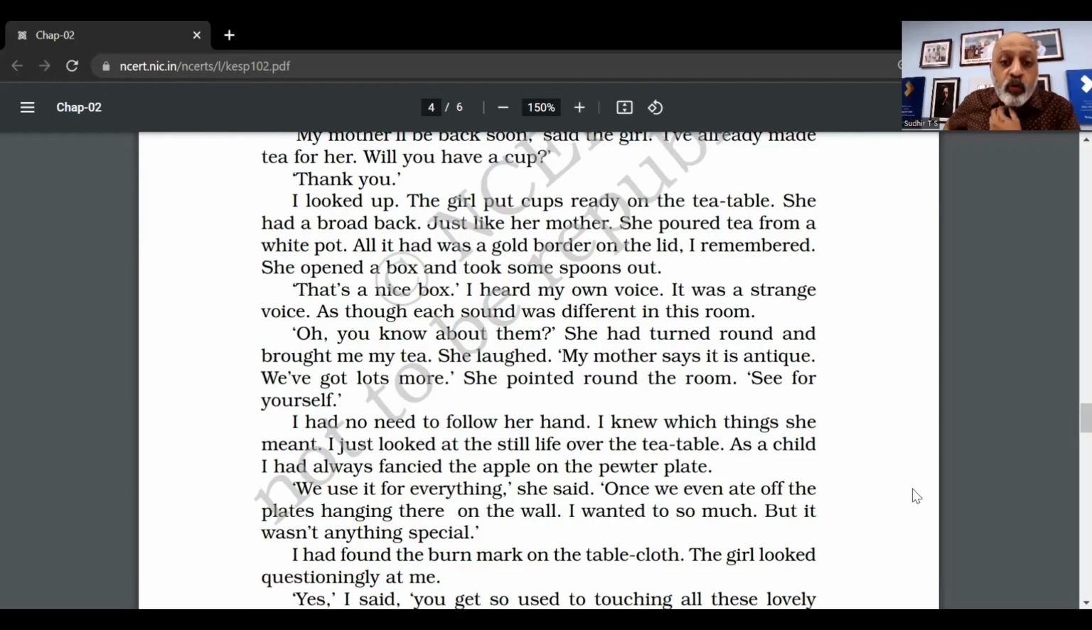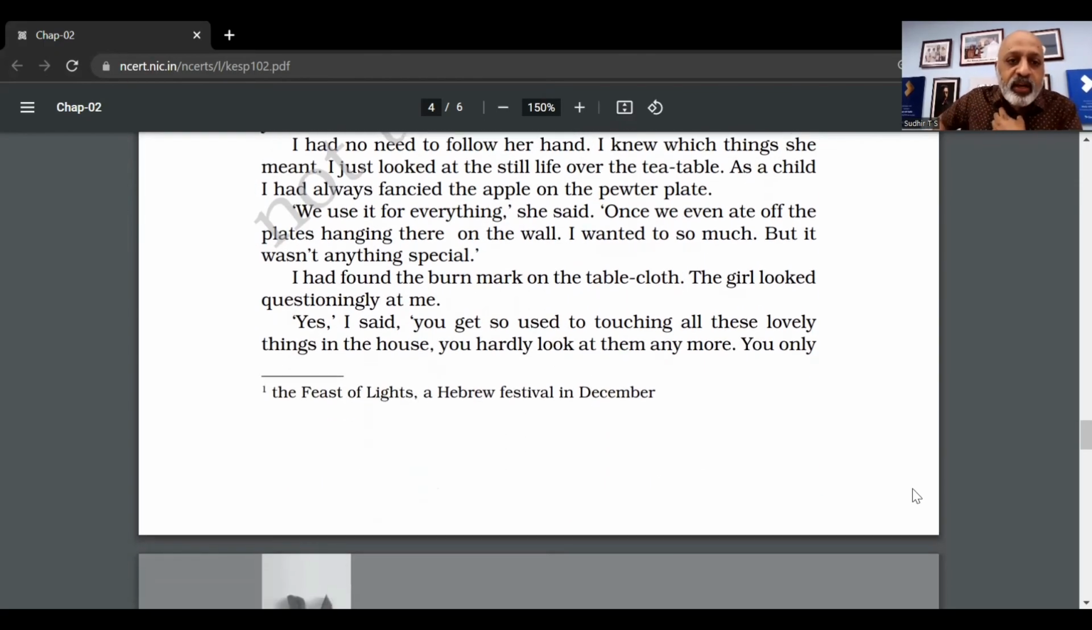As a child, I'd always fancied the apple on the pewter plate. We use it for everything, she said. Once we even ate off the plates hanging there on the wall. I wanted to so much, but it wasn't anything special. I had found the burn mark on the tablecloth. The girl looked questioningly at me. Yes, you get so used to touching all these lovely things in the house, you hardly look at them anymore.